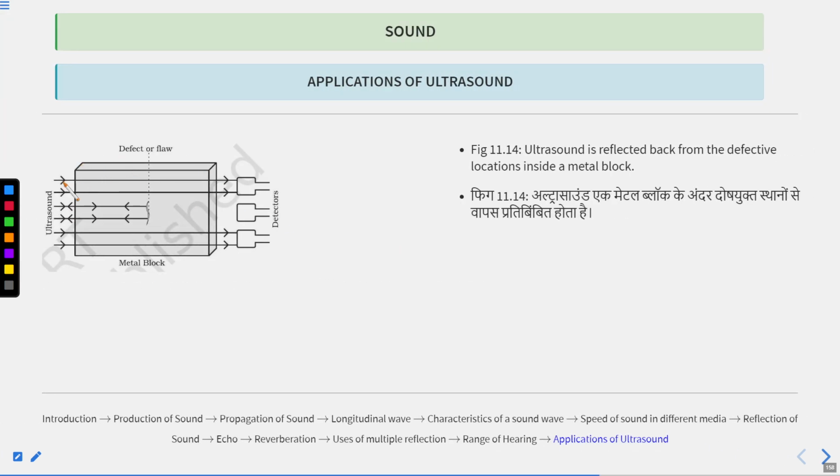Suppose this is our metal block and it has a crack here. What we will do is place this metal block in a container, and in the container we will pass ultrasound waves and put detectors on another side of the container. If there is no defect, the ultrasound wave will pass through thoroughly, but if there is any defect or flaw, the ultrasound wave will be unable to pass and the detector will not detect any wave. And if the detector is not detecting any wave, it means there is a defect or flaw.